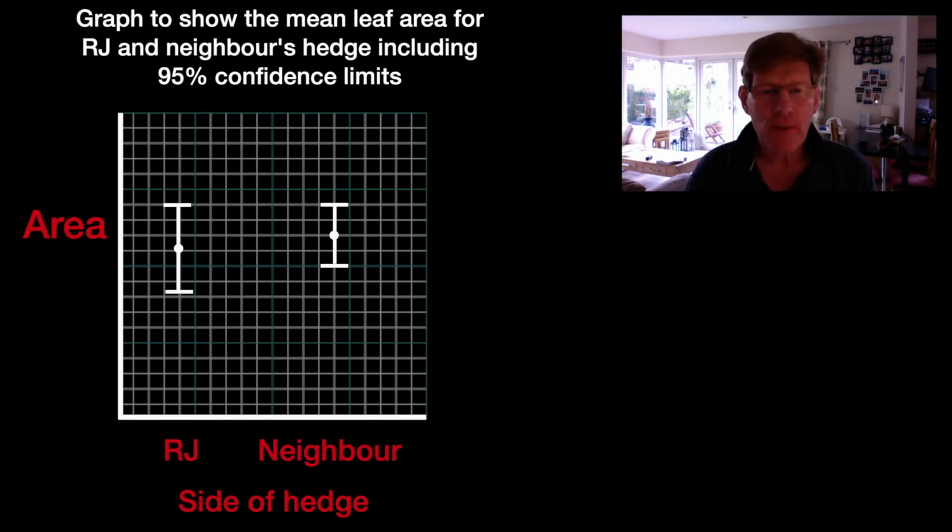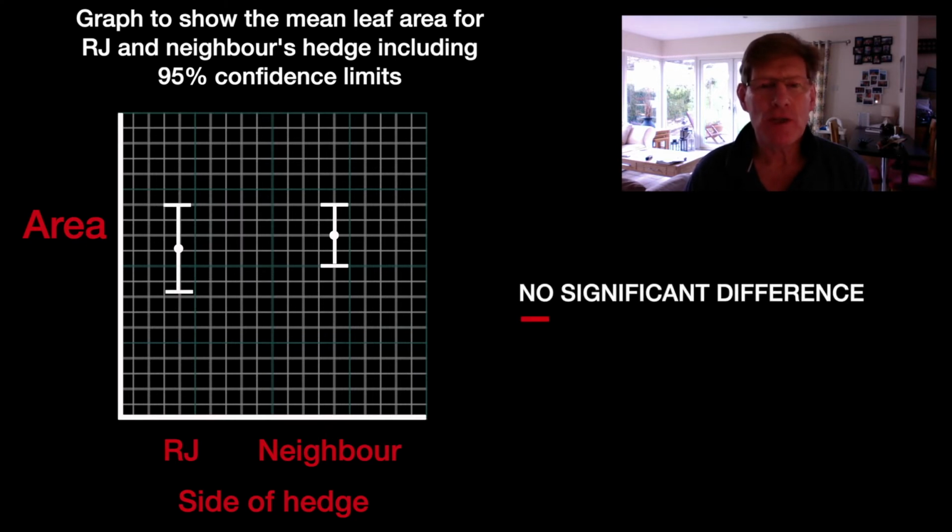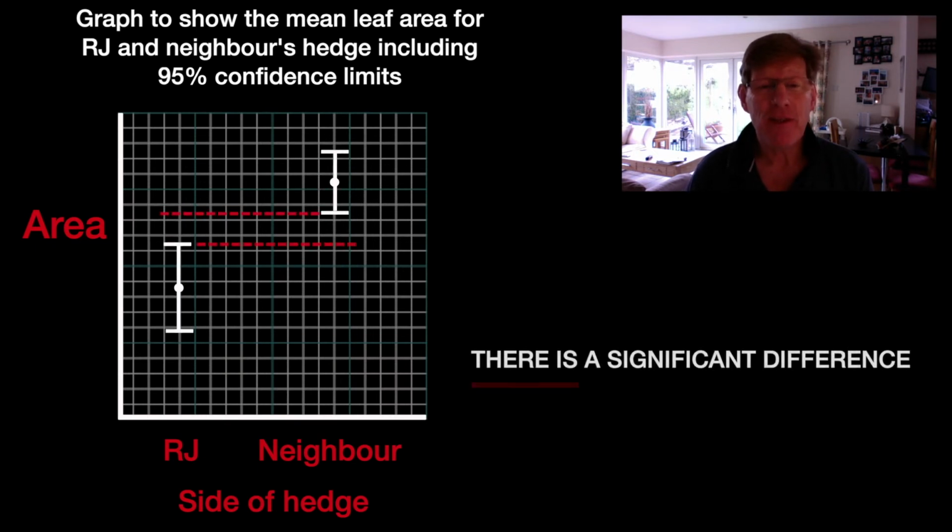As a rule of thumb, if the 95% confidence limits overlap, it suggests that there is no significant difference. Whereas if they don't overlap, it suggests that there is a significant difference. But we do a t-test just to check.